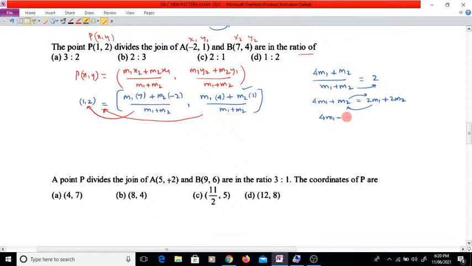So transfer this 2 m1 onto the left-hand side and m2 onto the right-hand side, that is 4 m1 minus 2 m1 equals 2 m2 minus m2, that is 2 m1 equals m2. So when we transfer this m2 and 2 onto this side, m1 divided by m2 equals 1 over 2. So therefore m1 is to m2 equals 1 is to 2. So again this is option D, the ratio 1 is to 2.